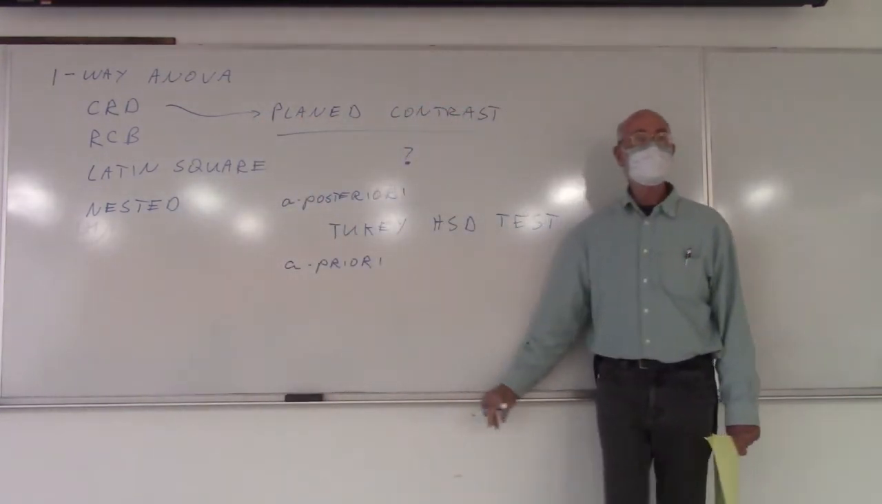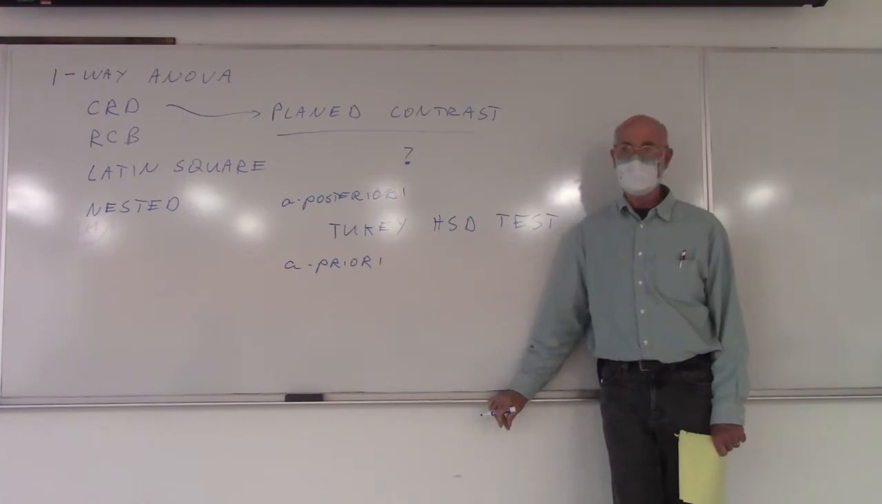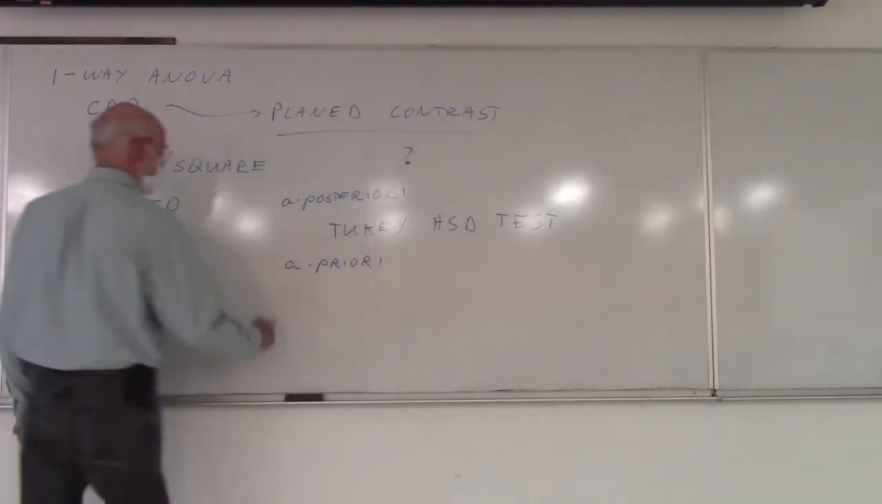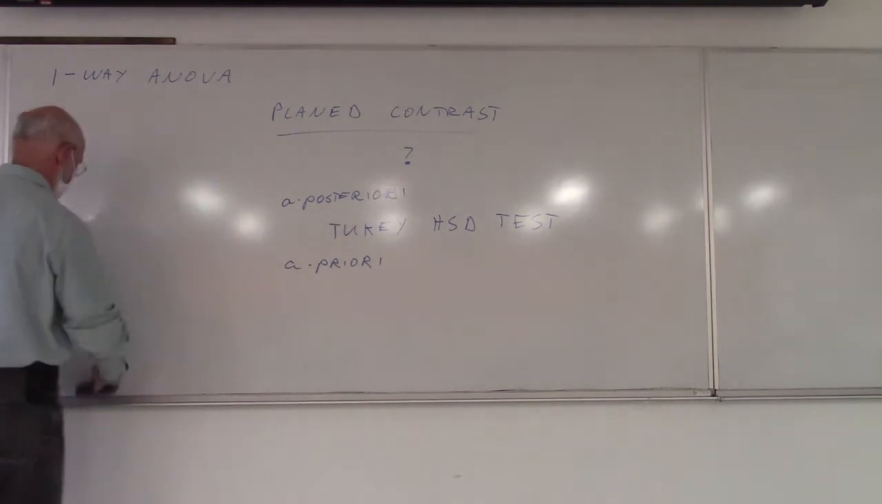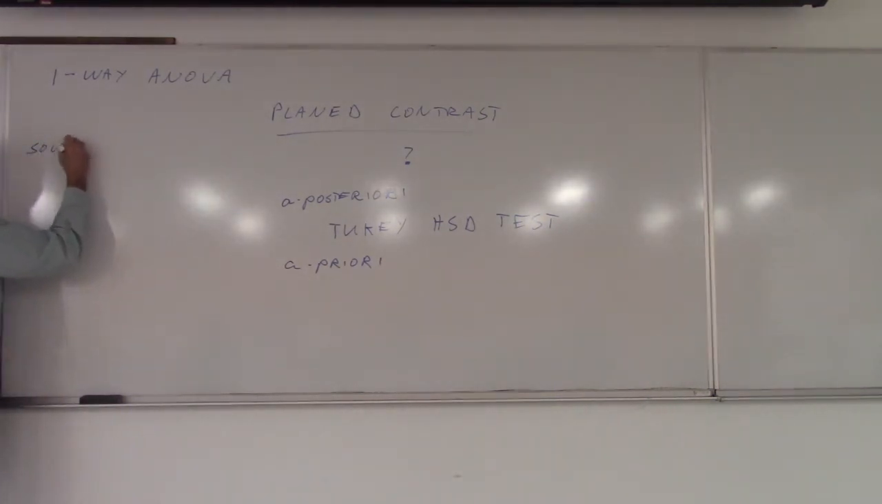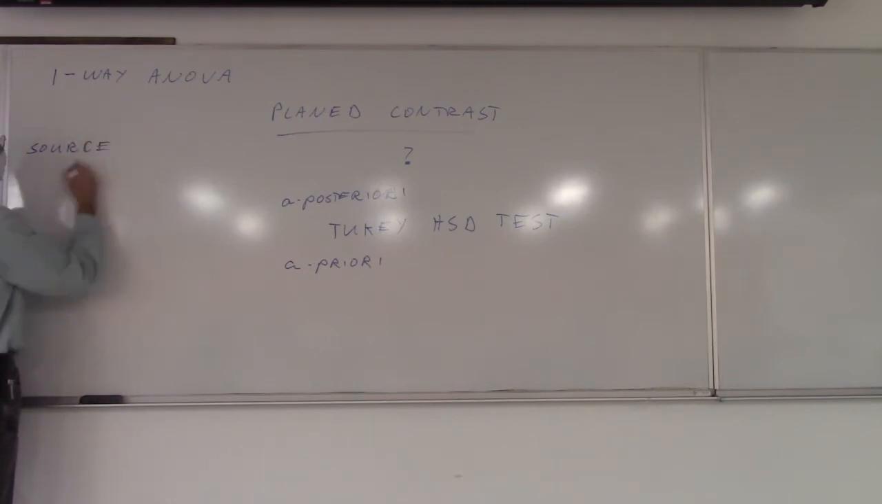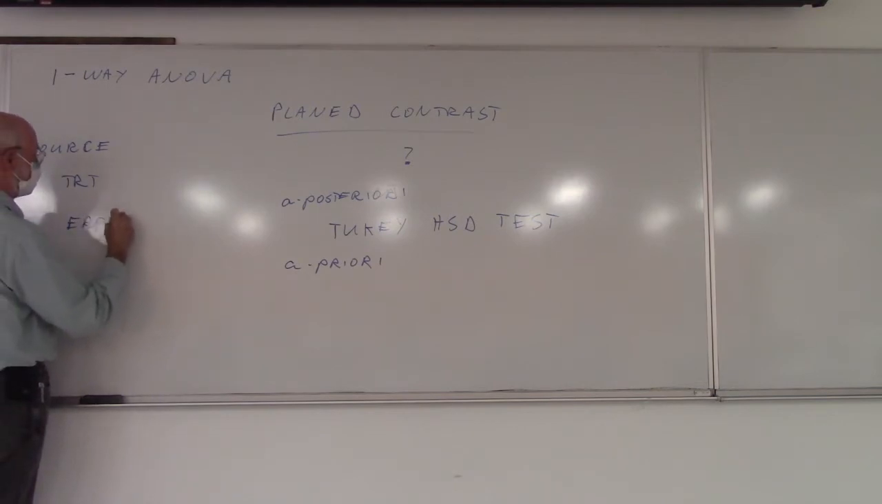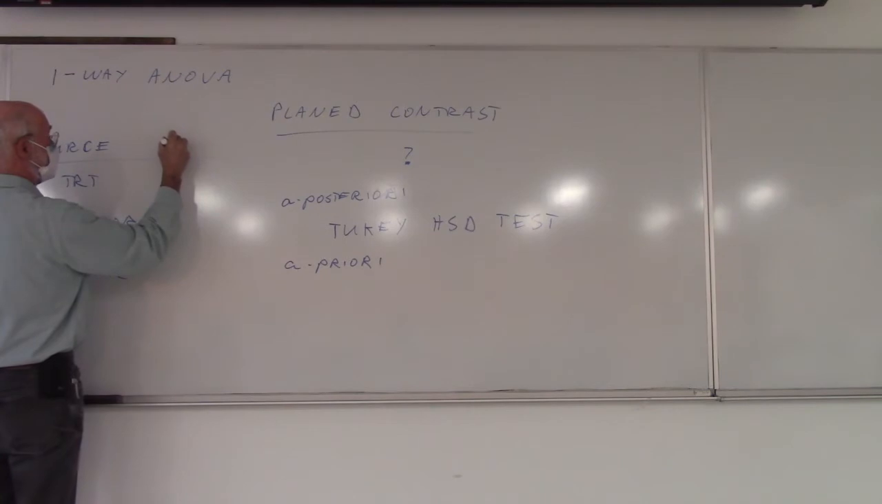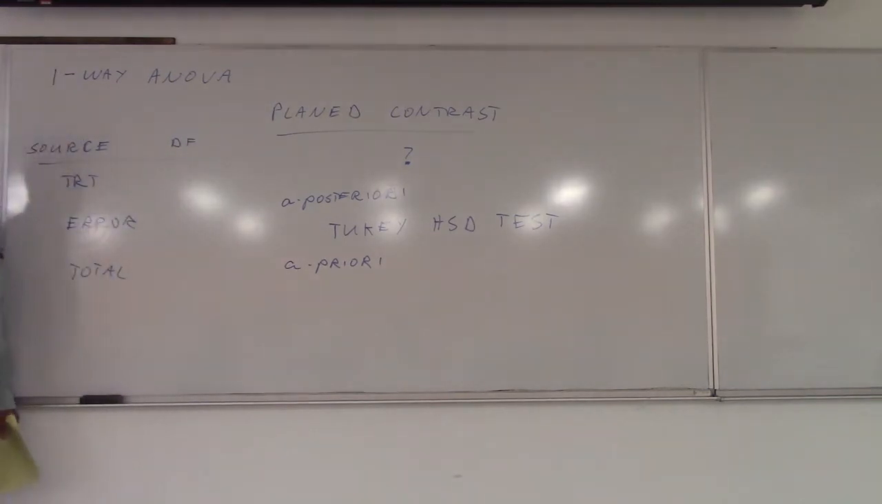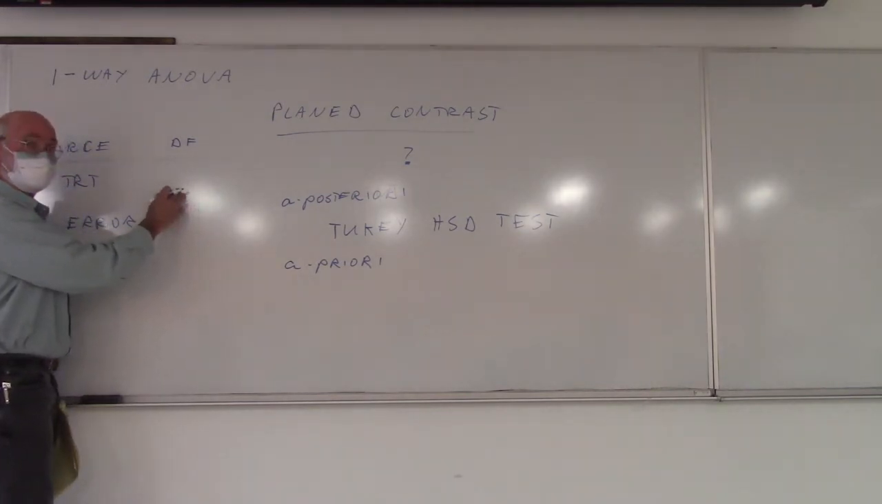An a priori test is one that you do beforehand. If you look at the ANOVA table, you have source: treatment, error, and then total. And then you have degrees of freedom. On the assignment that you did, we had four fertilizers. We had a control and three fertilizers. I think that was right on the data set. So how many degrees of freedom did you have associated with treatment? You had three.